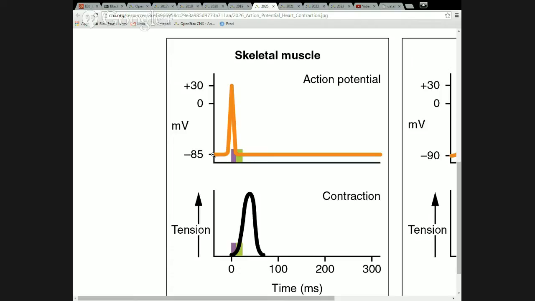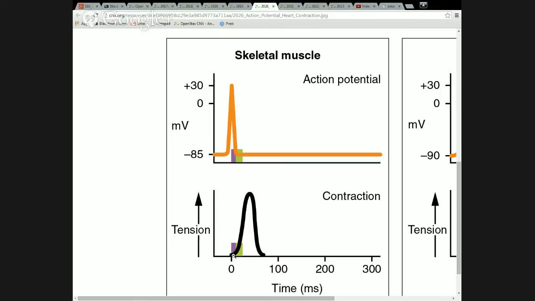value, which would be resting membrane potential, maybe, the action potential shoots up. Again, that's dependent on sodium entering the cell, and it hits a peak, and then it repolarizes because potassium is leaving the cell, and then it hits resting potential. That single very brief action potential will lead to a particular shape of a contraction curve, what we would call the muscle twitch. Okay.